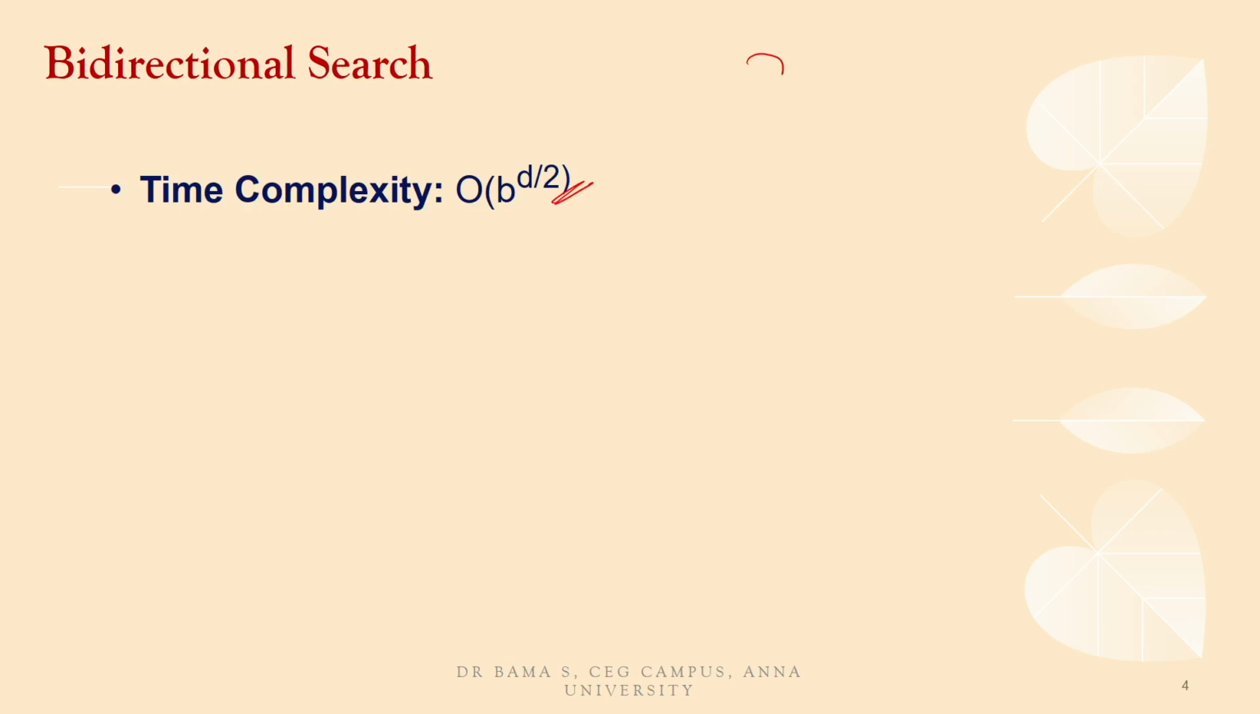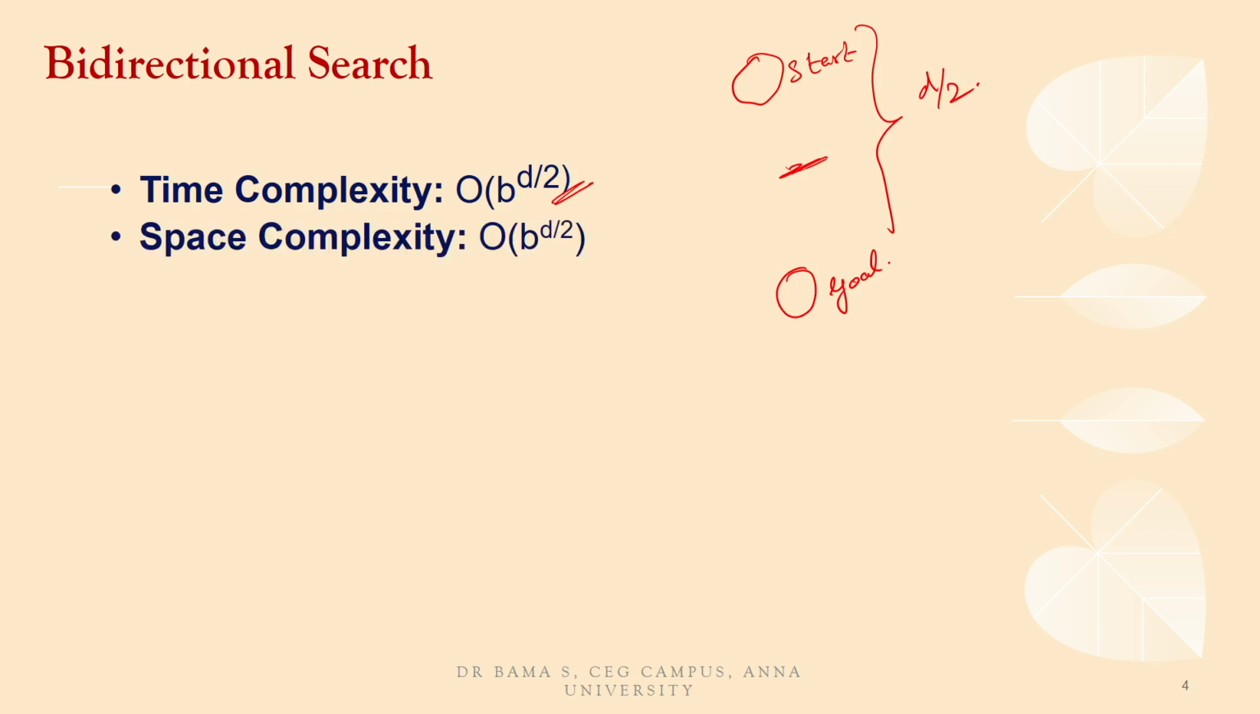Because one is going to be at the start and the other at the goal, and we reach somewhere in the midpoint. So, approximately it is going to be d by 2, the depth by 2, and similarly the space complexity also is going to be exactly half, which is d by 2.